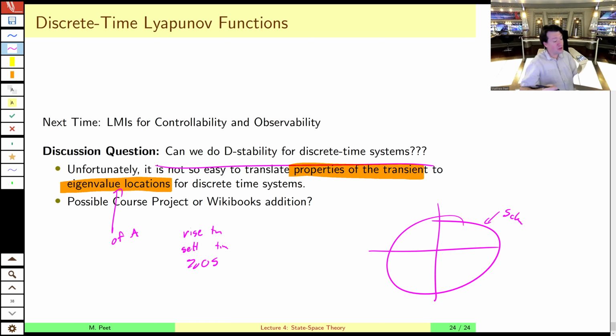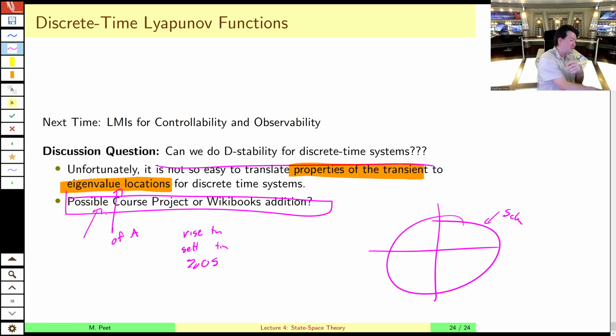If you could, you could use Chilali or Gutman to represent those constraints. It's just that we don't have good constraints on the eigenvalues of A which translate to system properties for discrete time systems. Now, if you want to find such a thing, maybe make one up in some way, that would make a great course project. I'm not aware of anything that exists in the literature. Or you could, and then you could add it to Wikibooks. We'll talk about the Wikibook project more later.